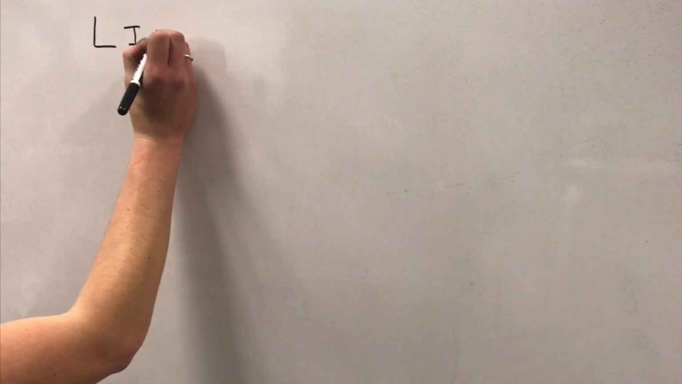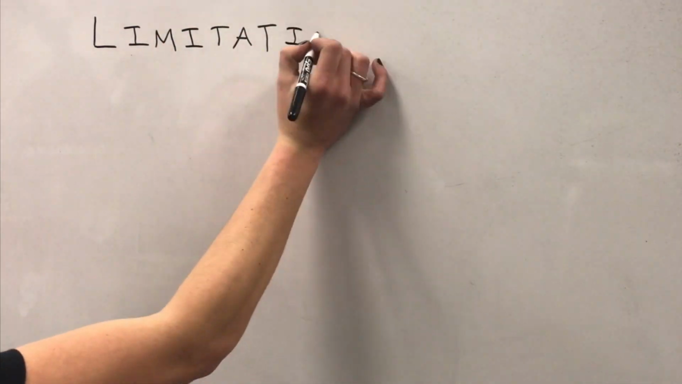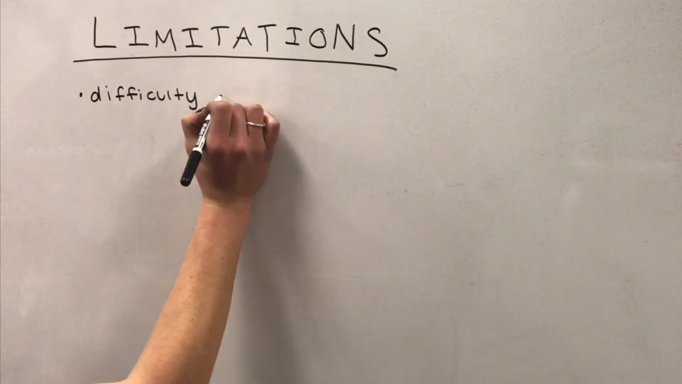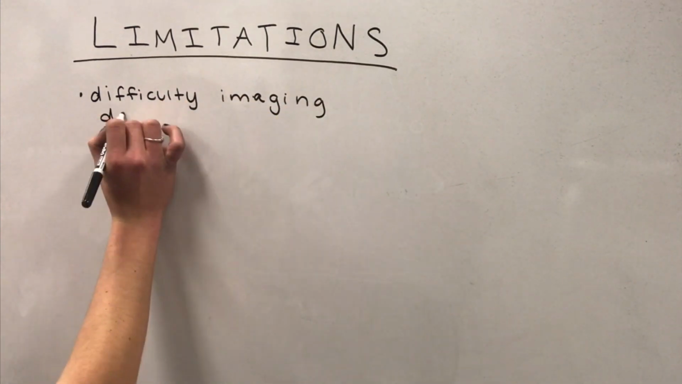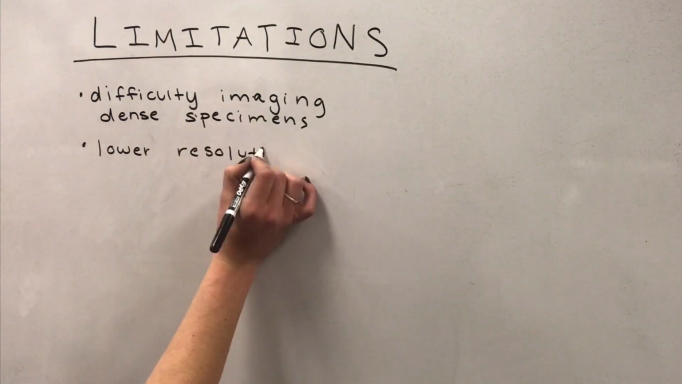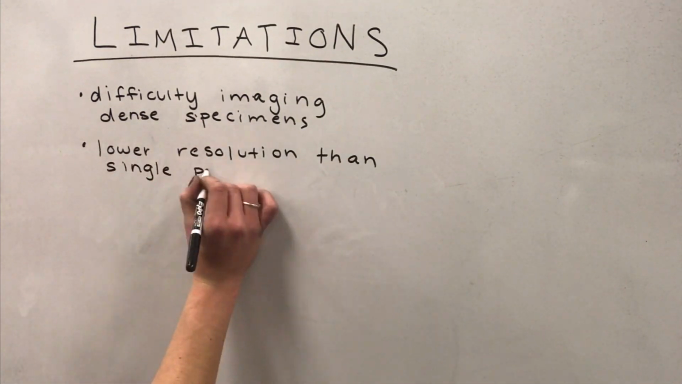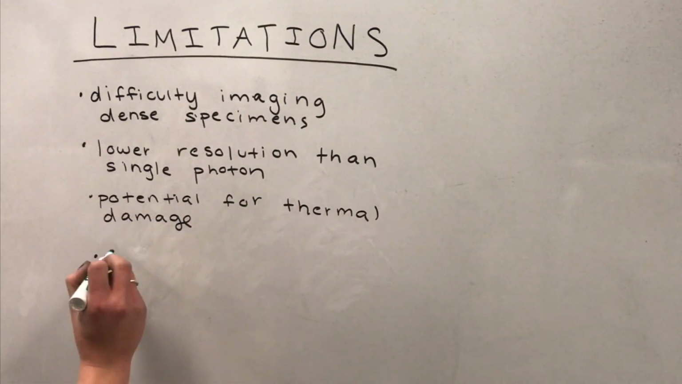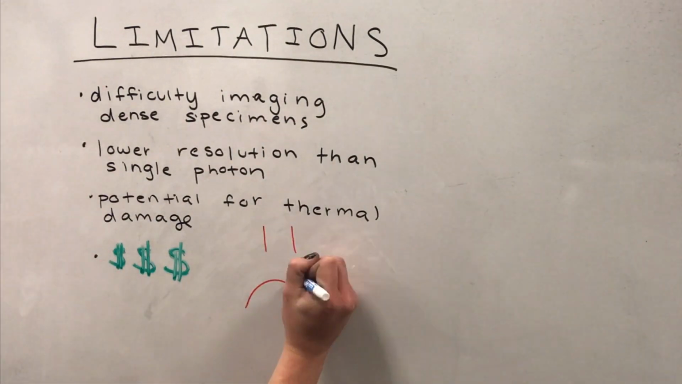While TPM is a very useful tool for imaging biological specimens, it has some limitations. If the tissues in the specimen are densely packed, the fluorescent signal will be weaker and it will be difficult to image deeper than 300 micrometers. TPM also has a lower resolution than single photon microscopy, and there is potential for thermal damage of the specimen. Additionally, using a laser as the source can be very expensive.